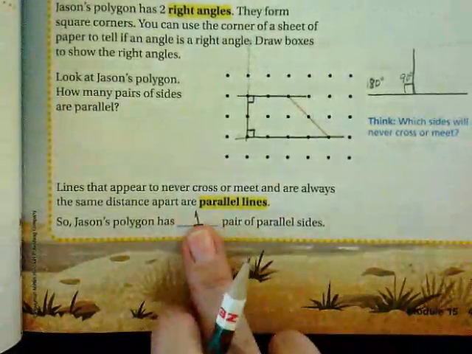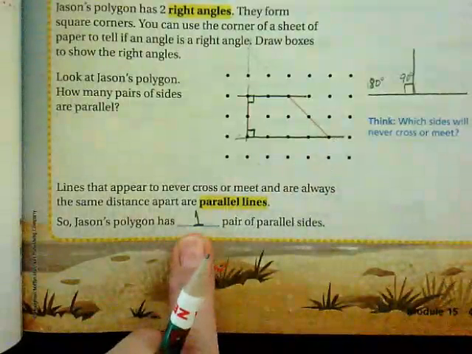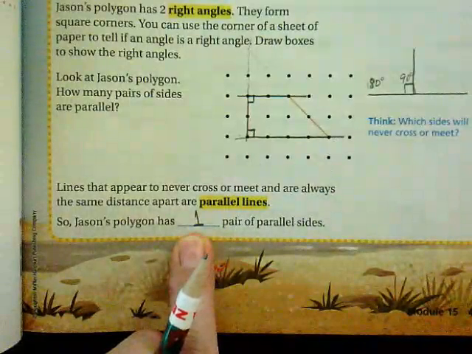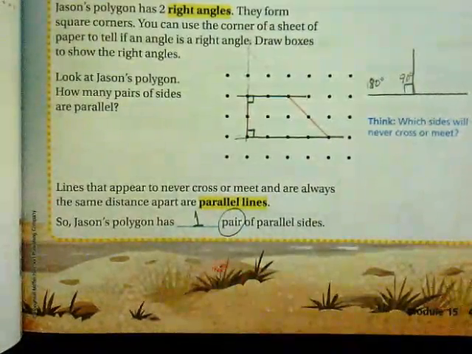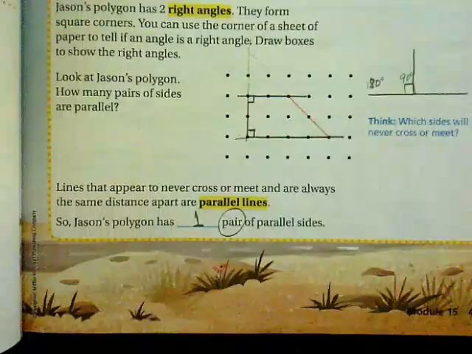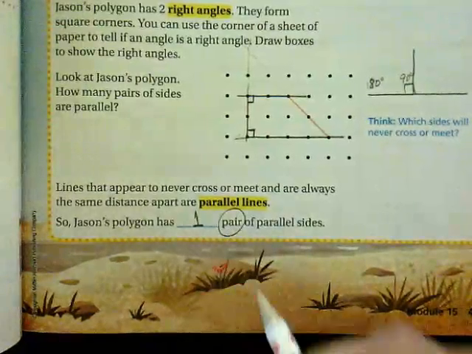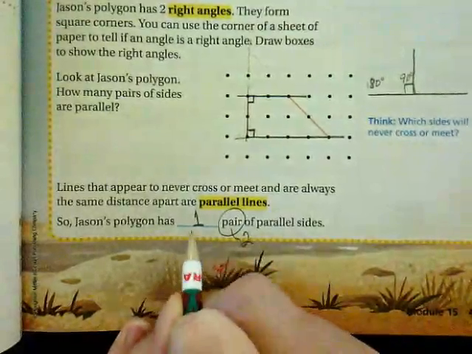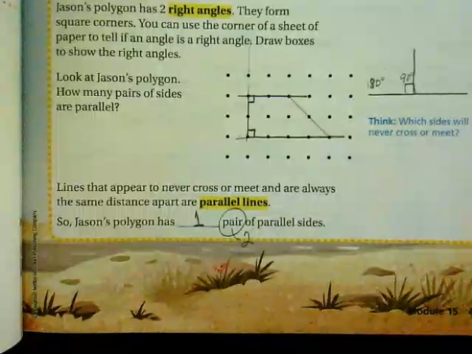Why did I put the number 1 instead of 2? There's 2 lines, so why did I put 1 right there? That's right, because it has the word pair. A pair means 2, like you have a pair of socks, a pair of shoes, a pair of mittens. It's just a pair. Pair means 2, and you have one group of two when it comes to the parallel lines.